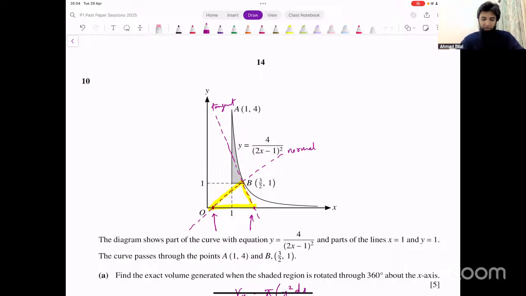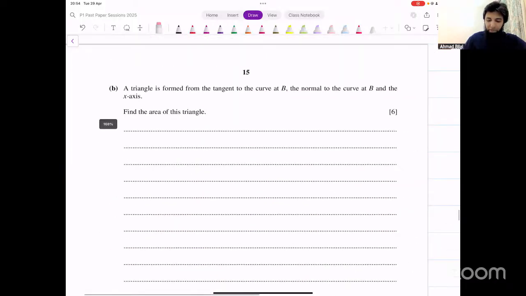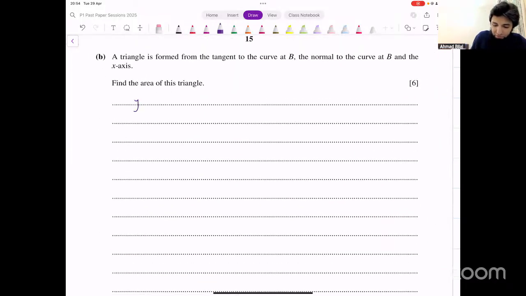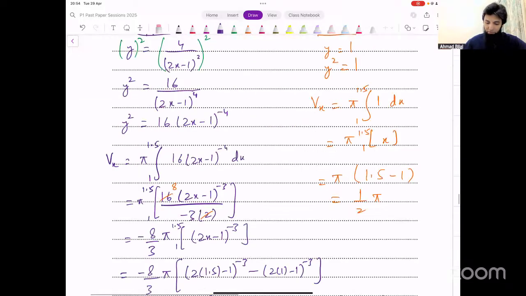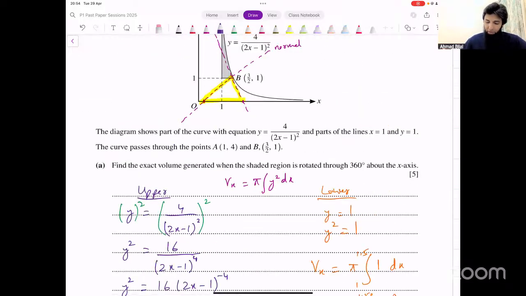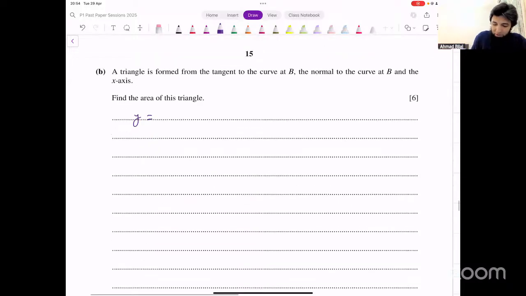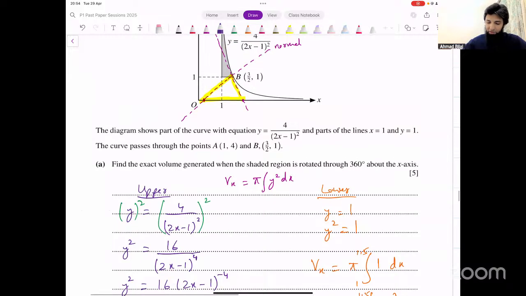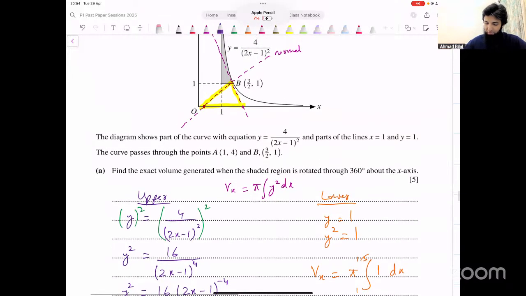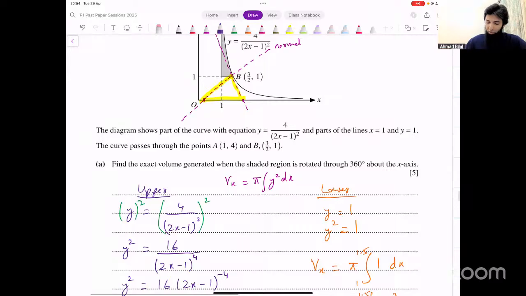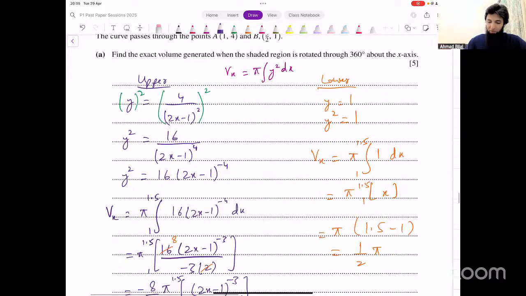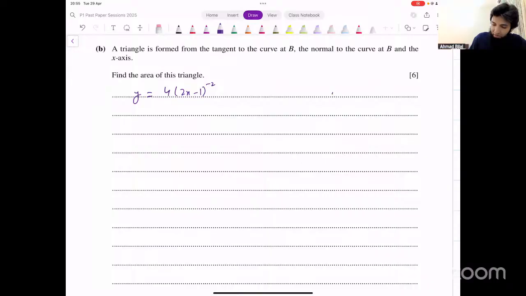So we have to find the equation of the tangent. We have to find the equation of the normal. How do you do that? We have the point B, we've got the function. The curve was y equal to 4 into 2x minus 1 whole raised to power minus 2. That's the equation of the curve that we've got here. The point B is 3 over 2 and 1. That's the point B. Let's write that down here. B is 3 over 2 and 1.